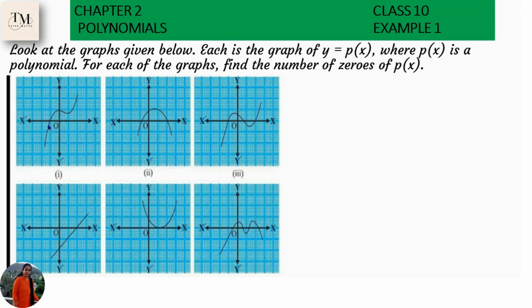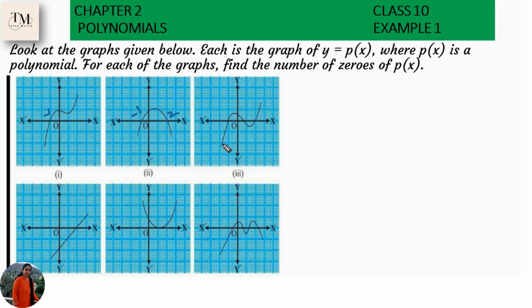From the first graph, we can see that this graph meets the x-axis at only one point. So for the first one, the number of zeros is 1. Here x is minus 1. So when x is equal to minus 1, we get the value of y equal to 0. In the second one, the graph meets the x-axis at 2 points. So when x is equal to 2 and when x is equal to minus 1, we get the value of y as 0.